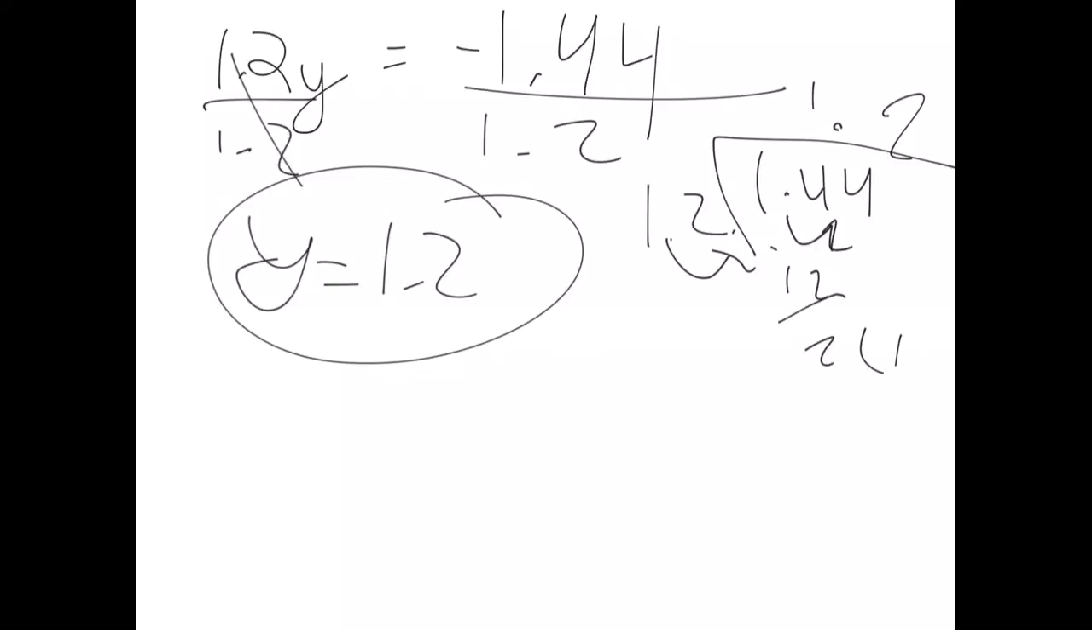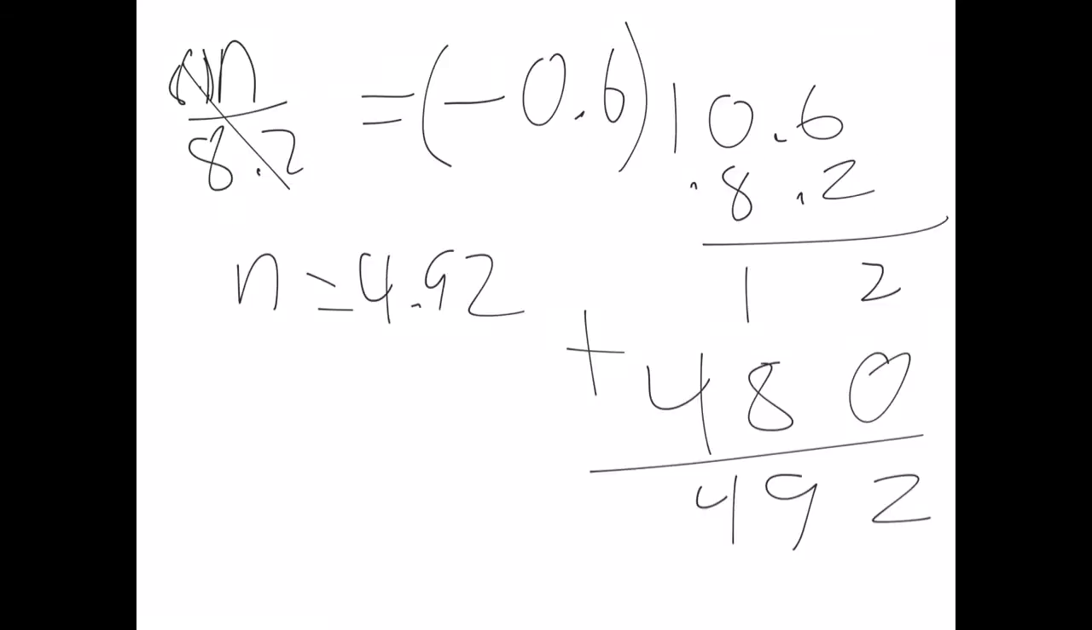1.2 divided by 1.2 is 1, so that cancels each other out. 1.44 divided by 1.2 is 1.2. Y is 1.2.